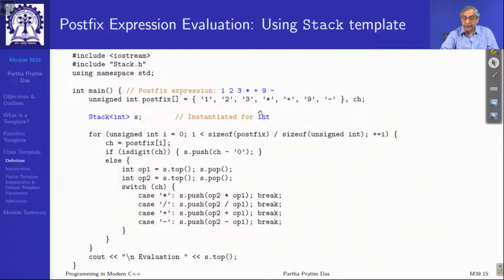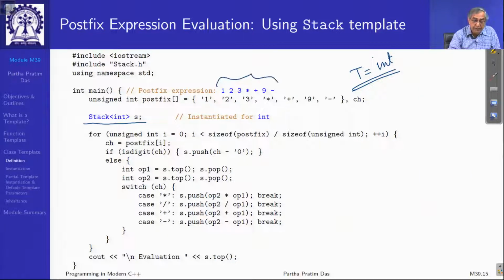In a different context, I am instantiating the same stack template code using int. So, T now is replaced by int in the whole of the stack definition, and what you have is a stack of int where every element is expected to be an integer. Then given a postfix expression here, which I assume is taken as an array of characters for different constants and different operators, I can go ahead and evaluate it using the stack.